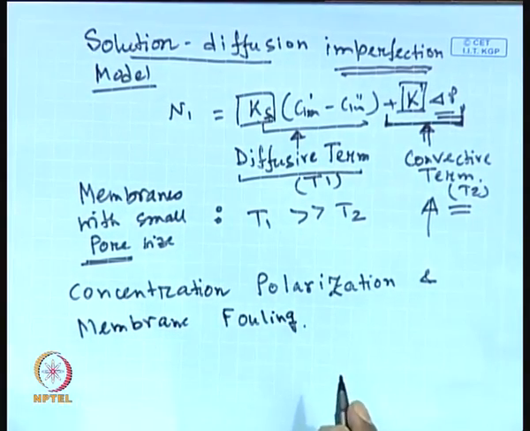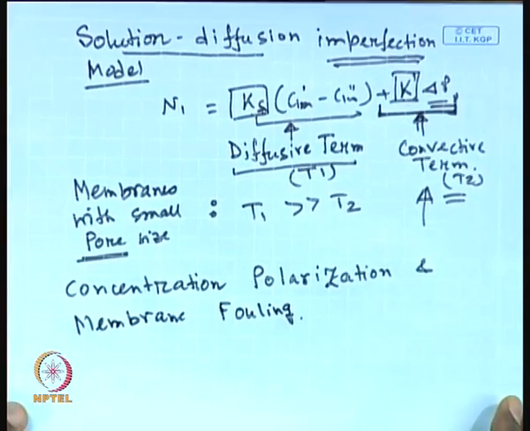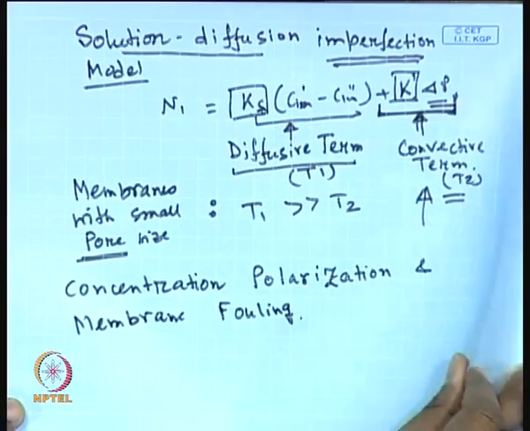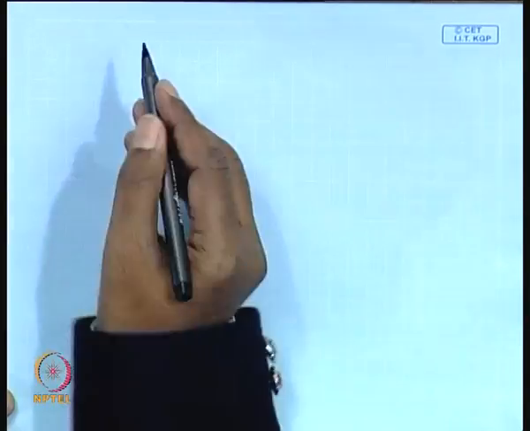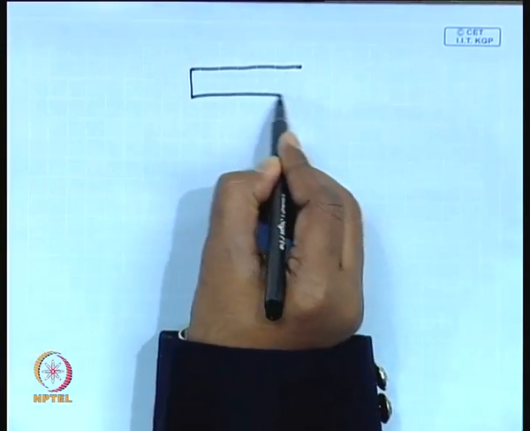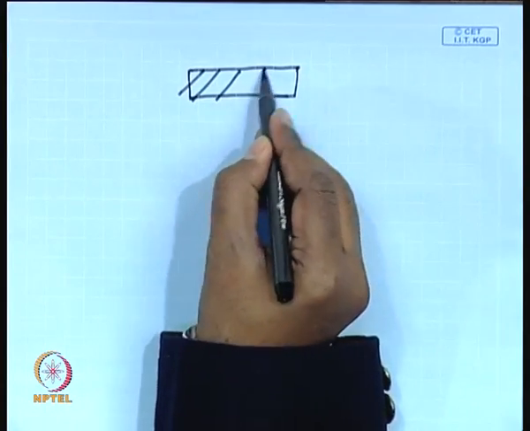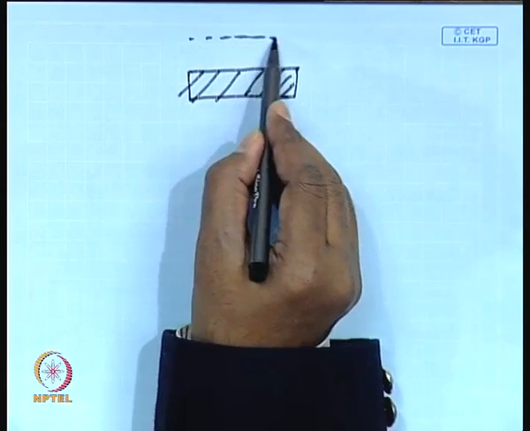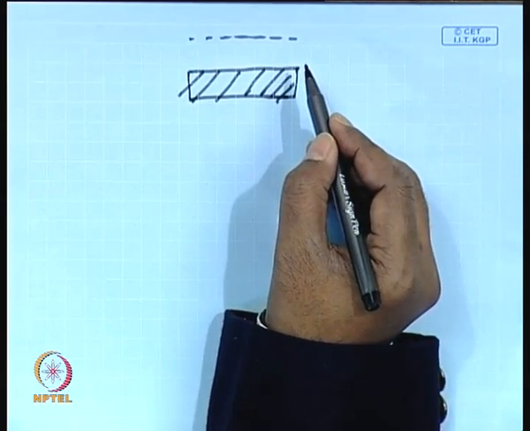Okay. Before going into the concentration polarization membrane fouling, I would just like to elaborate one thing. Whenever we are talking about the calculation or the prediction of the permeate flux and permeate concentration, you have to understand that there are two distinct regimes in the transport. What are the two distinct regimes? One is the transport through the porous membrane, another is the flow outside the membrane in the flow channel.